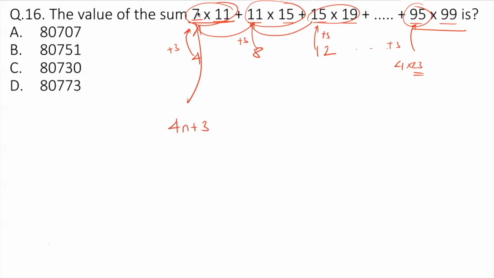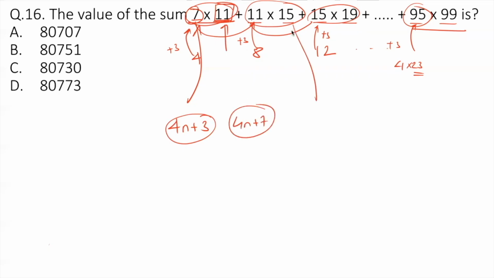Putting n is equal to 1, you get 7. N is equal to 2, you get 11. N is equal to 3, you get 15, and so on and so forth up to n is equal to 23, you get 95. Similarly, if you observe the second term, it is 4 more than the corresponding multiple you took here, right? So if you took 7 as the first term here, this term here will be 4n plus 3 plus 4, that is 4n plus 7.